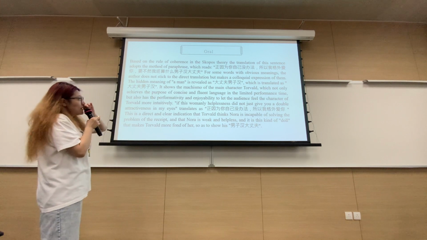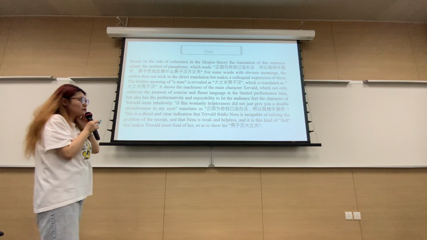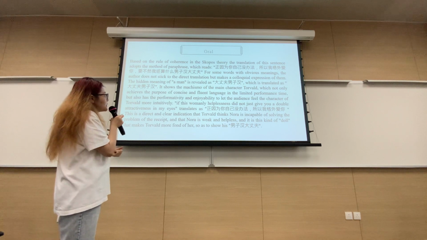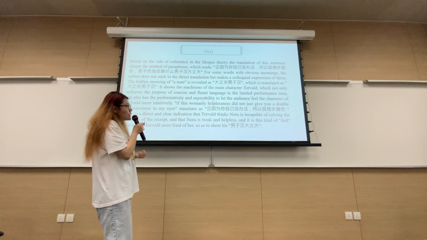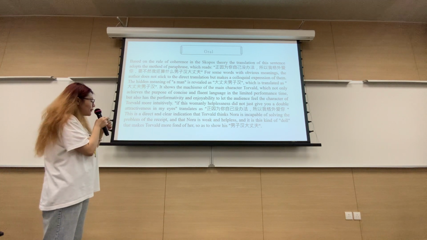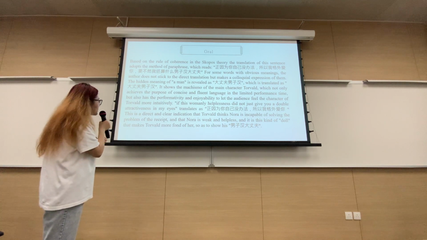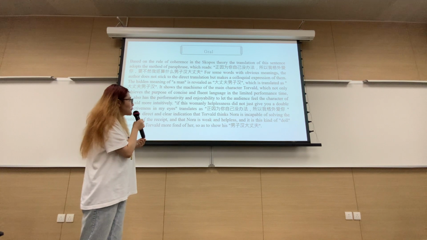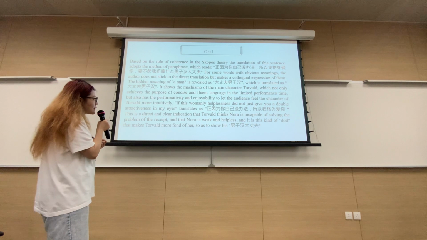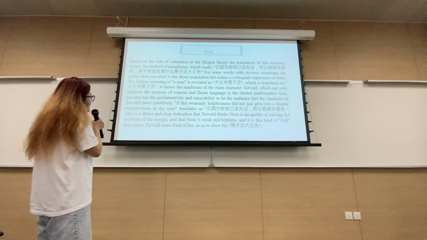在翻译这句话的时候，我们并没有局限于采取直译，而是进行了口语化的表达。So the hidden meaning of the man is revealed as 大丈夫男子汉, which is translated as 大丈夫男子汉. It shows the machismo of the main character Torvald, which not only achieves the purpose of concise and fluent language in the limited performance time, but also is performable and enjoyable to the audience, who feel the character of Torvald more intuitively.